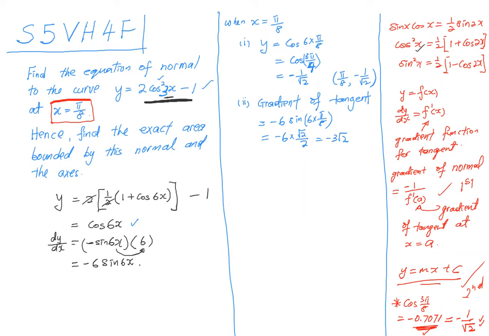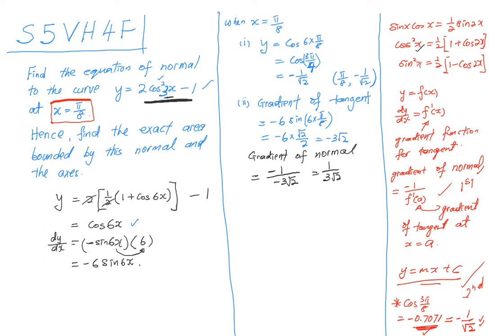So I go a step further because I want to know the gradient of normal. So I write down gradient. If you are a person who needs to write in detail, please write in detail. Gradient of normal is equal to negative 1 over gradient of tangent. So I get 1 over 3 root 2.